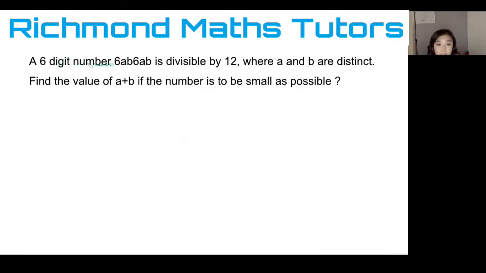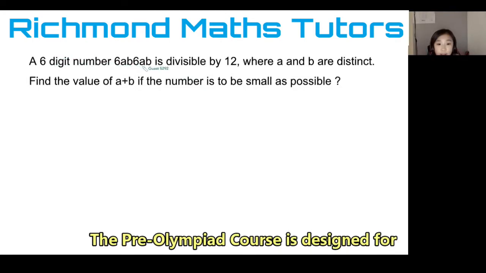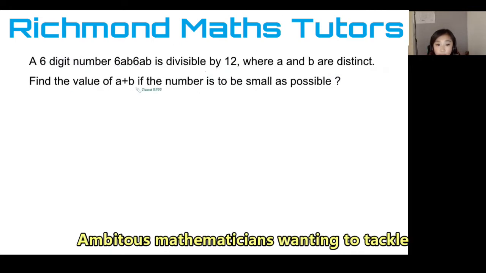A six-digit number, 6AB6AB, is divisible by 12, where A and B are distinct. Find the value of A plus B if the number is to be as small as possible.